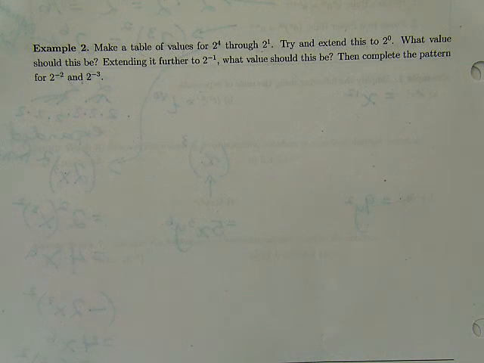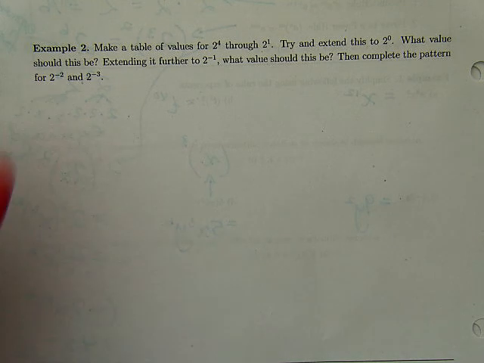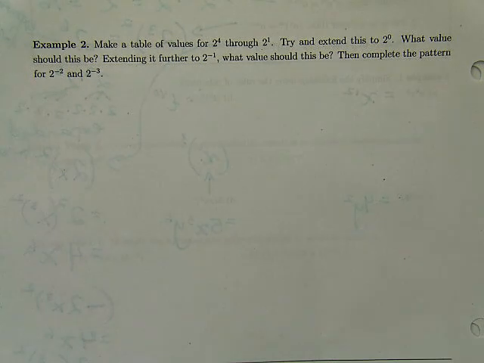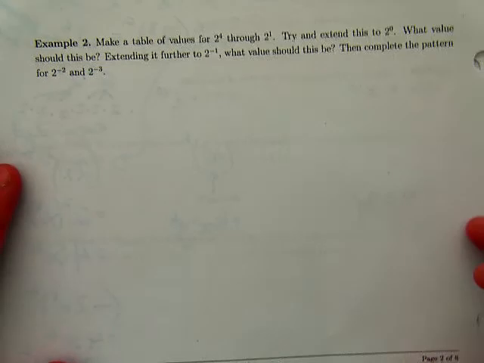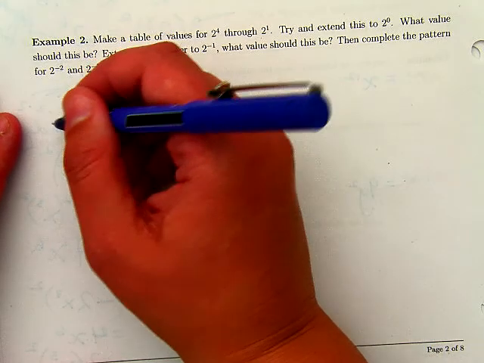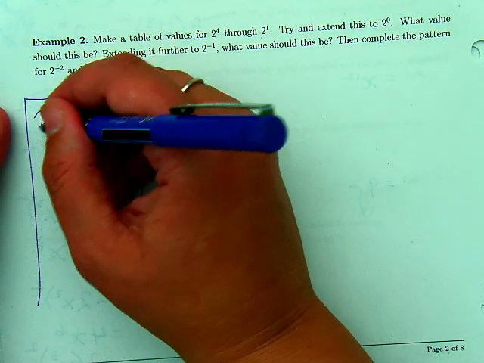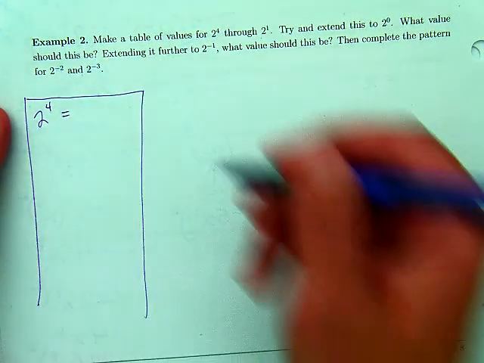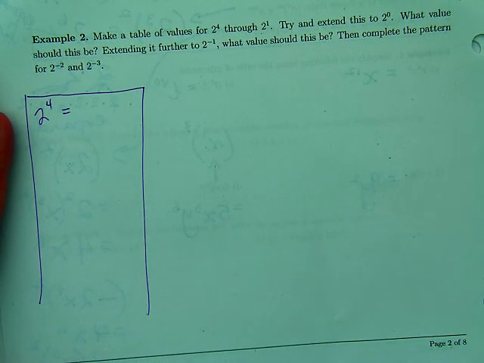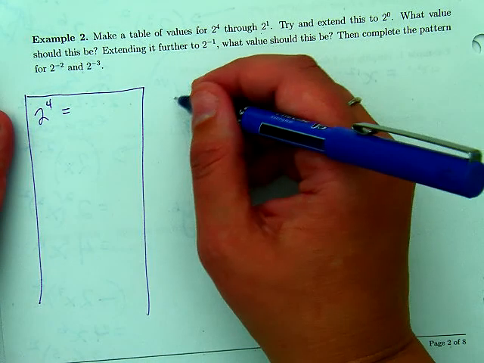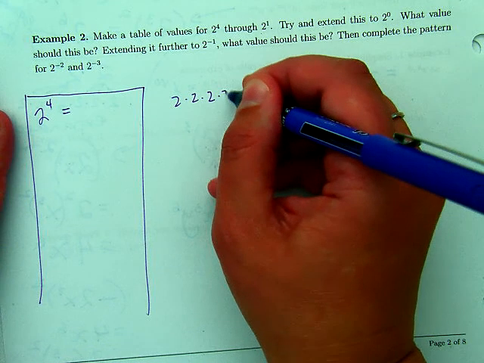Okay, so we're going to make a table of values for this next example showing 2 to the 4th through 2 to the 1st. So let's start with 2 to the 4th power. What does that equal? 2 times 2 times 2 times 2.